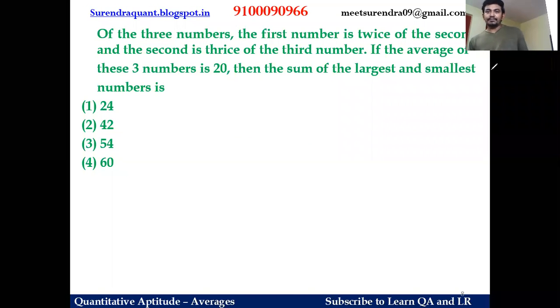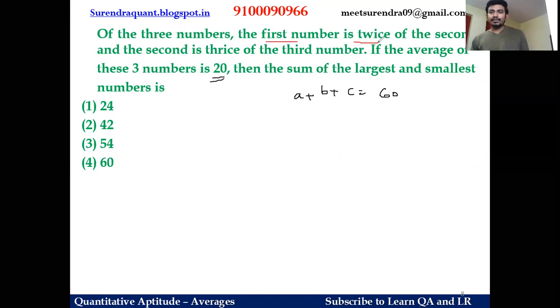Of the 3 numbers, the first number is twice the second, and the second number is thrice the third. If the average of 3 numbers is 20, then the sum of the largest and smallest numbers is what? So the moment you see the average of 3 numbers is 20, you have to write the sum of the terms as 60 on the paper. Here first number is A, second number is B, third number is C. What is the statement? The first number is twice the second. So if you want to get A, take 2 times of B, and the second number is thrice the third number. If you want to get B, take 3 times of C, right?